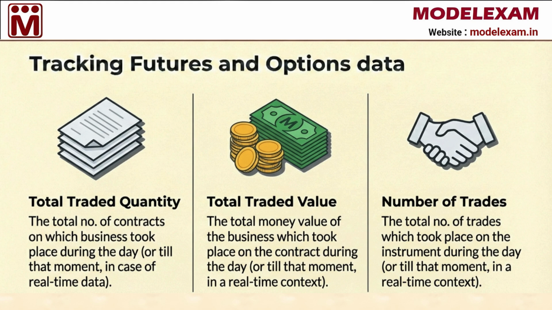To gauge the level of activity in the market, we track three main figures. The total traded quantity tells us the number of contracts that were bought and sold during the day. The total traded value shows the total amount of money involved in those transactions. Finally, the number of trades tells us how many individual trades were actually executed on that instrument.